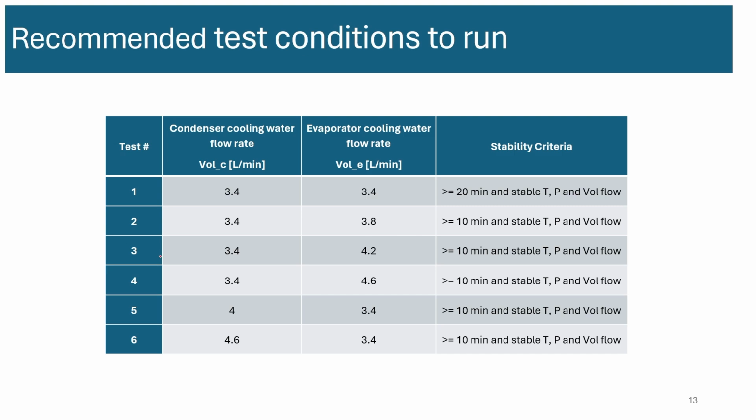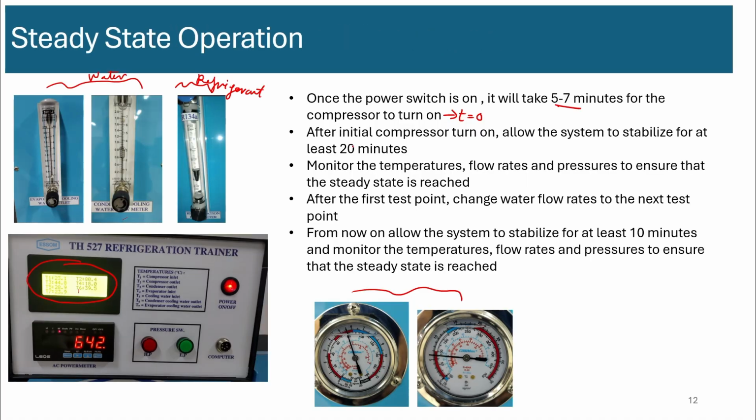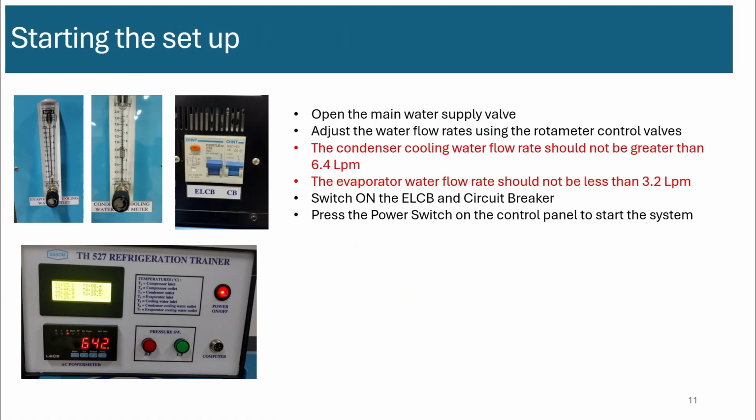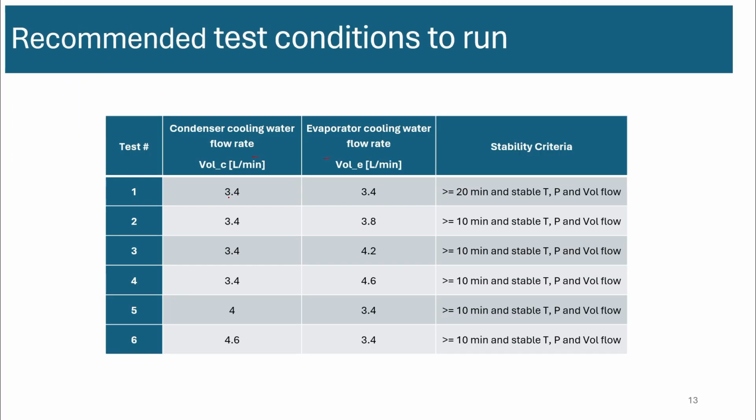Now, what are the recommended test conditions? These are the recommended test conditions, and it is recommended that you run them in sequence. You can see that there are only two parameters that you can control: condenser cooling water flow rate and evaporator cooling water flow rate. These are the only things you can change in the test. So basically, you will be only changing the location of these knobs to get the right flow meter readings. The other thing to notice here is that it's not independent. When you change this, this value also will change a little bit. So you'll have to adjust the knob on both of them to get to the right test set point.